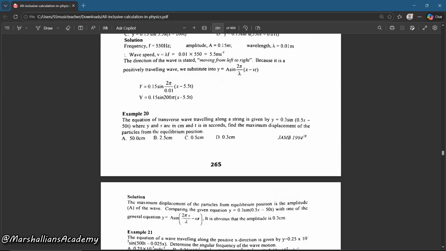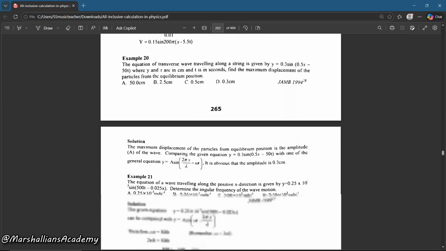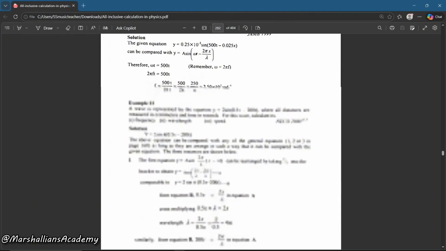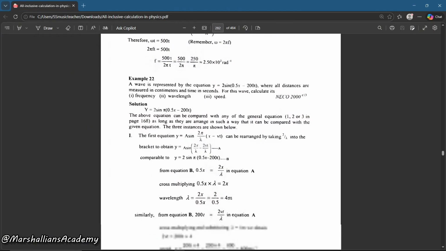Where's the question I will just solve now? Okay, this is it. So the amplitude has to be 0.3, option D. And yes, the answer is 0.3. Let's go on to the next question.